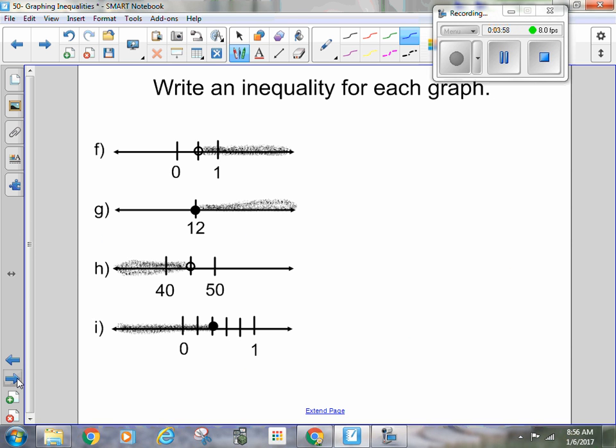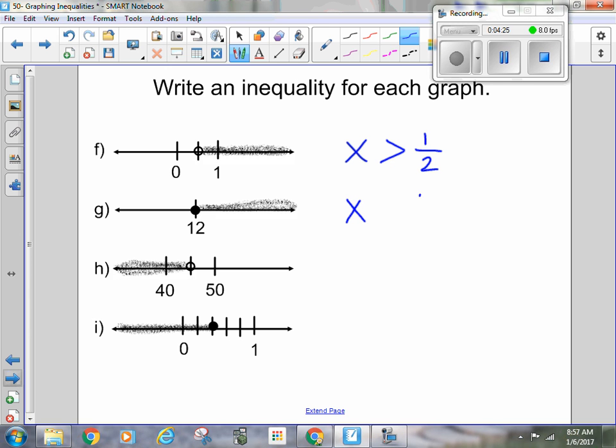Okay, so now we have to write an inequality for each graph. So we can pick any variable. I'm just going to go with the standard x. Okay, I have an open circle, and it's shaded to the right. So it's between 0 and 1, so it's 1/2. And it's shaded to the right, and because I wrote my variable on the left side, I can follow that. X is greater than 1/2. Everything that's greater than 1/2 is shaded.